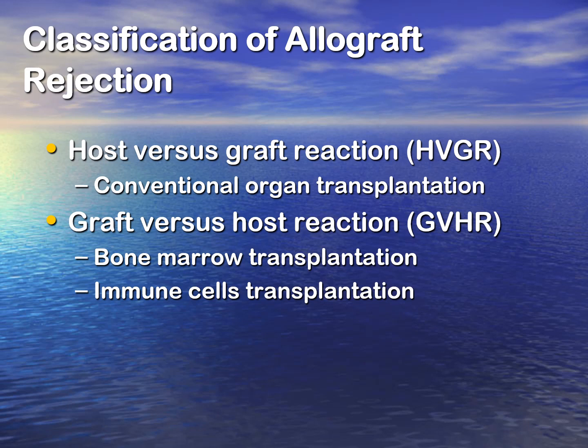The second type is the GVHR, which stands for graft versus host reaction, where it is seen from the perspective of the graft, what happens upon the host reaction to the graft. The classic examples include bone marrow transplantation cases, and also the cases where the immune cells are grafted, or basically when they are transplanted.